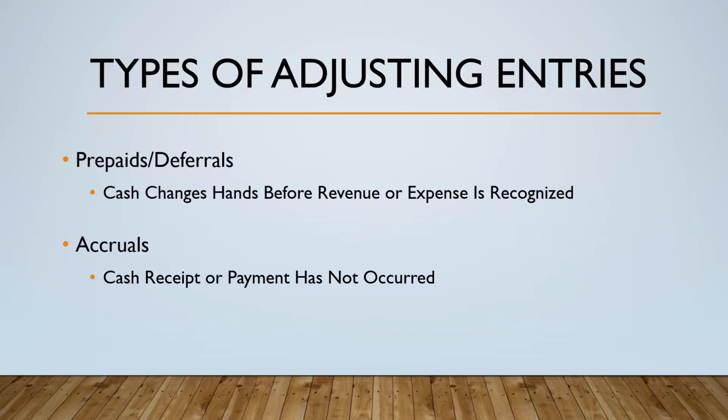There are two different types of adjusting entries. The first type is the prepaids or deferrals. This is when cash changes hands before revenue or expenses are recognized. The other is the accruals. Accruals is when cash receipt or payment has not occurred yet.